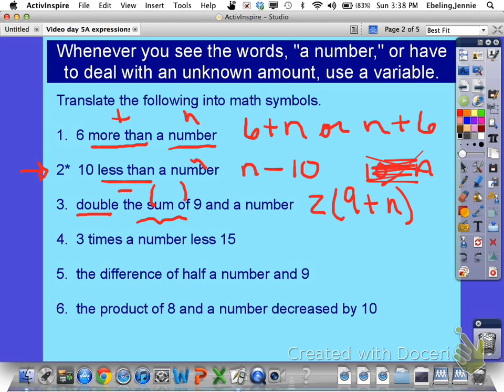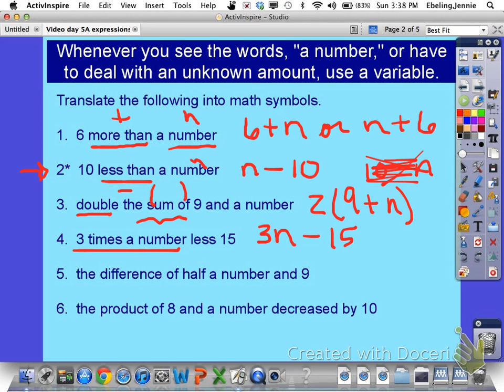Number 4, 3 times a number less 5. Well, you have 3 times a number, which would be 3n. Remember, multiplication is when you have that number written right next to the letter. Less means to subtract. And then you have 5.